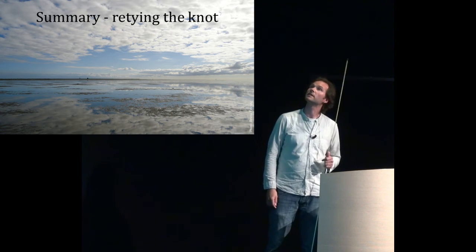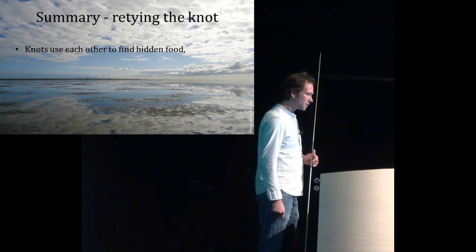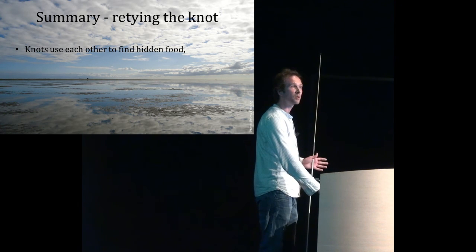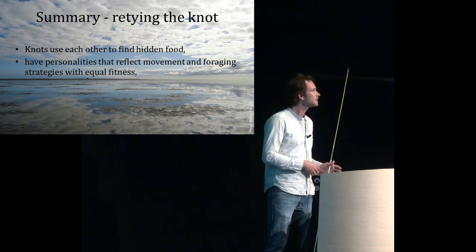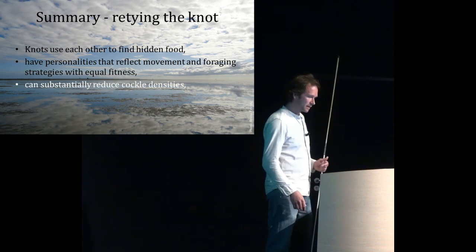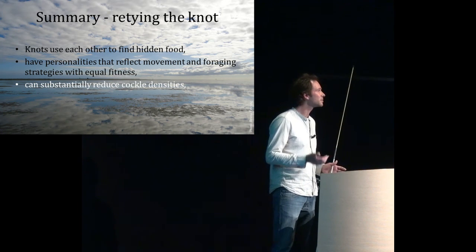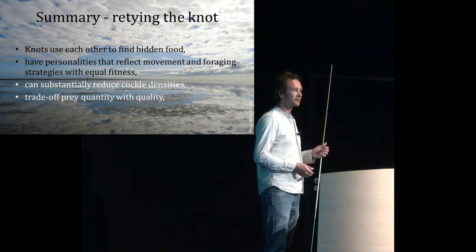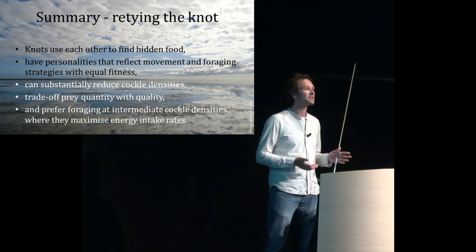So then we come to the summary of my colloquium, where you try to retie the knot. The knots use each other to find food. They're hidden food. It makes them much more efficient in foraging. They have different personalities that reflect movement and foraging strategies, and these different personalities have equal fitness or survival. They can have substantial effects on cockle densities, the depletion between 70 and 80%. And they have to trade off prey quantity with prey quality. And they forage at intermediate cockle densities where they maximize their energy intake rates.